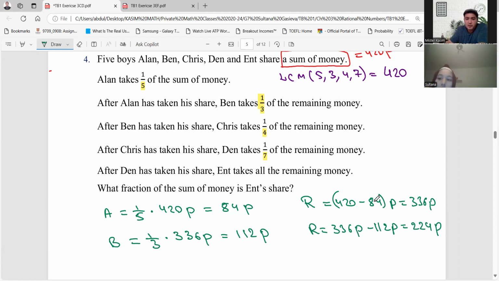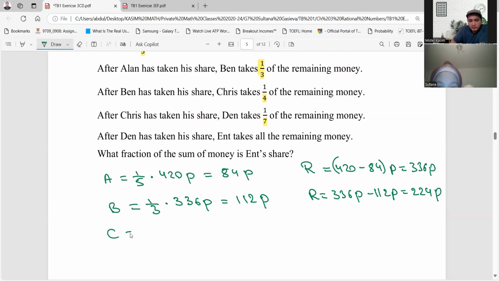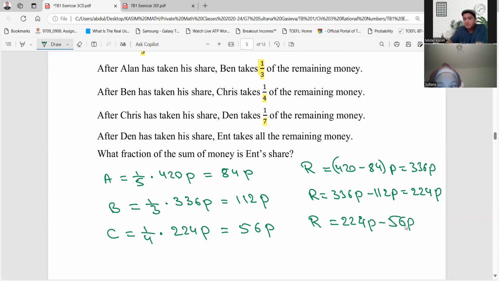And now C, 1/4. So C took 1/4 of the remaining money. Remaining money is 224p, divided by 4. 22 divided by 4 it is 5, 24 divided by 4 it is 6. 56p. Now remaining money. So we had this much money left, 224p, minus 56p, right? So what is 224 minus 56? That's equal to 168.